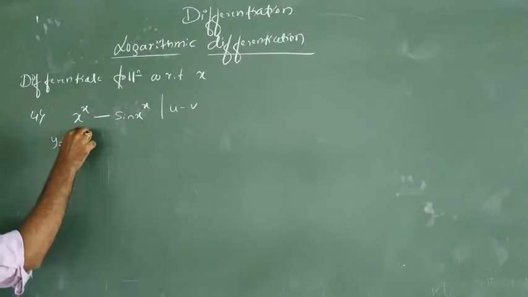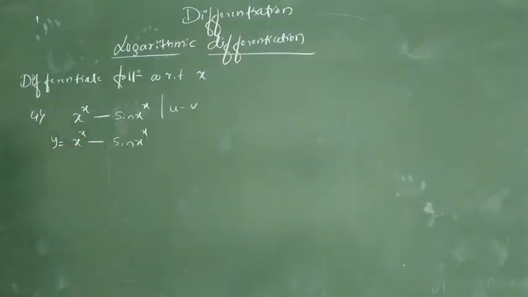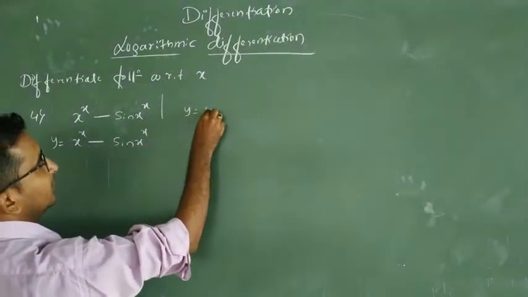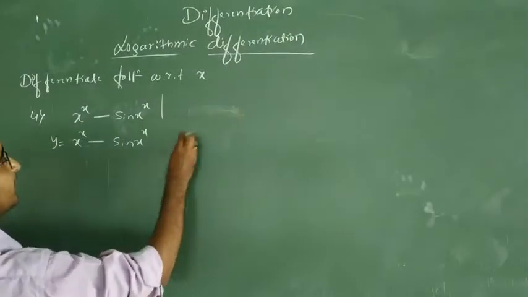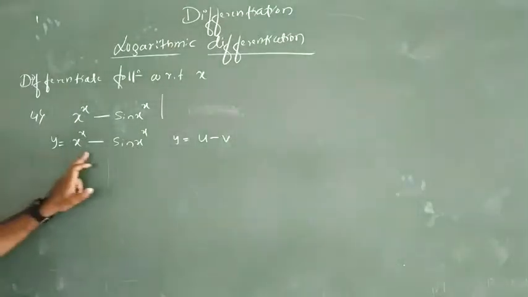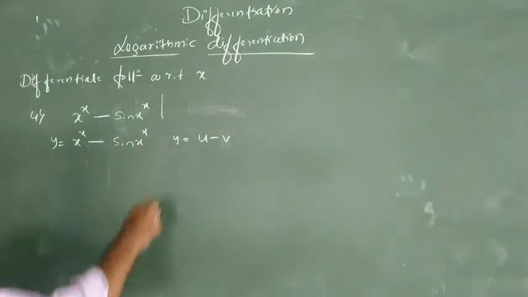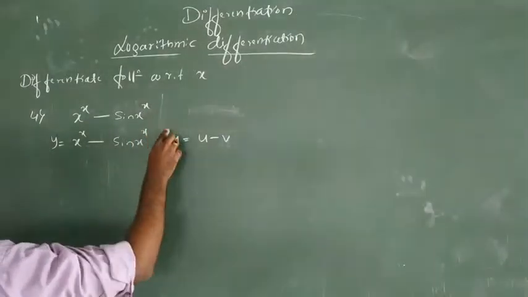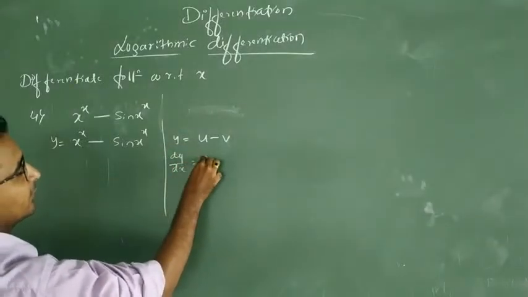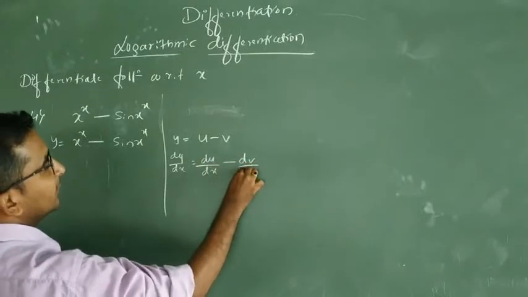First we consider y is equal to x raised to x minus sin x whole raised to x. I consider this as y is equal to u minus v. Here we have two functions, and in between the two functions we have the minus. If they give plus, then it is taken as u plus v. Next, differentiation of y is dy by dx. Differentiation of u with respect to x is du by dx, then minus dv by dx.